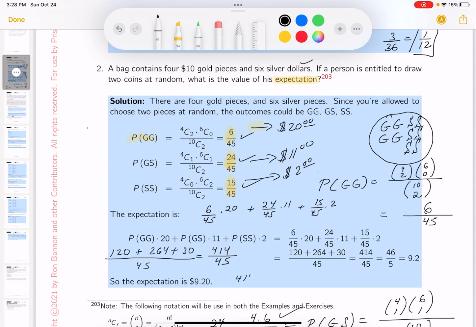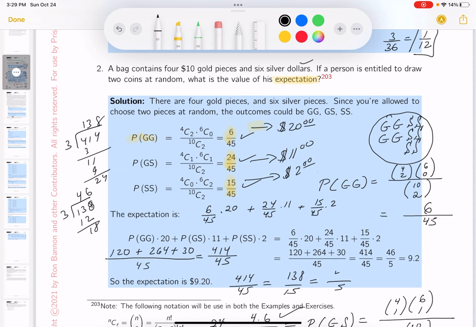So 414 over 45 divided by 3. Well, the bottom's easy. That's just 15. Let me do 3 into 4, 1, 4. And that goes once, 3, 1, 1. That goes in 3. 3 times 3 is 9. Then you get 24. And 3 goes into 24 8 times. So 138. Oh, that's with that 3 again. So 3 goes into 15 5 times. And 3 goes into 138. Let's see, 4. That would be 12, right? 18 and 6. 46 times.